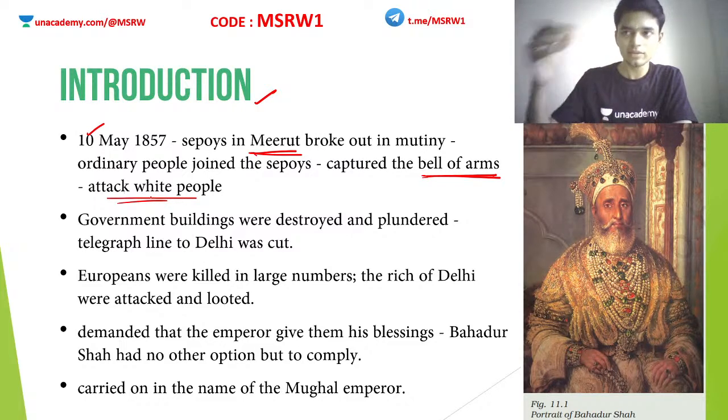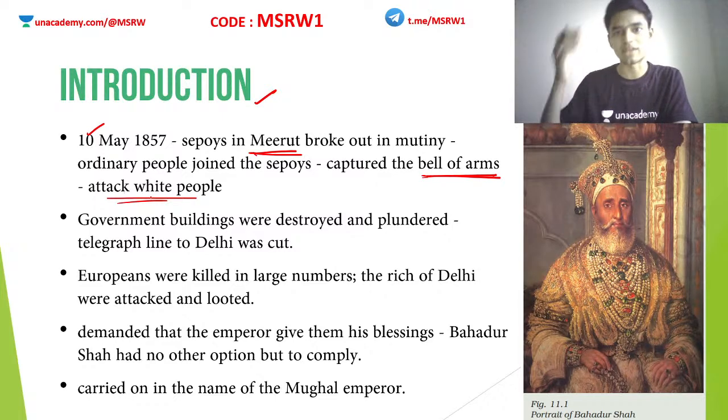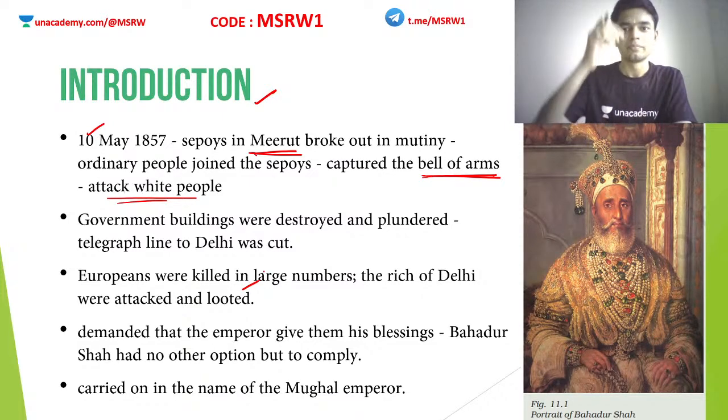Eventually, one by one, government buildings were destroyed and plundered. Similarly, the telegraph line which connected Delhi to other places was cut. Why? Because Delhi was the main center of power for Britain. So communication lines were taken out. Europeans were killed in large numbers. Many Europeans, both British officers as well as their wives and even their children, were massacred by the mutineers. The rich of Delhi were attacked and looted.